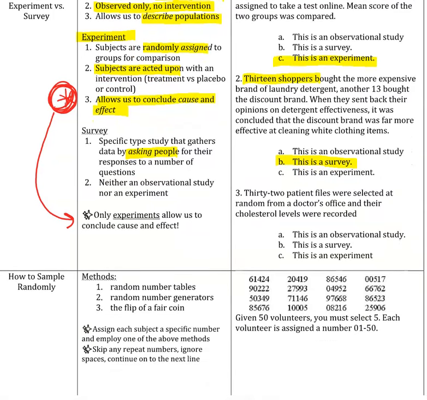So lastly, 32 patient files were selected at random from a doctor's offices, and their cholesterol levels were recorded. So from your 32 patient files, that's your sample. Since we're just randomly selecting, we're not doing anything to these 32 patients. We're simply collecting data to help us make inferences about those doctor's offices' patients. This would be an observational study.